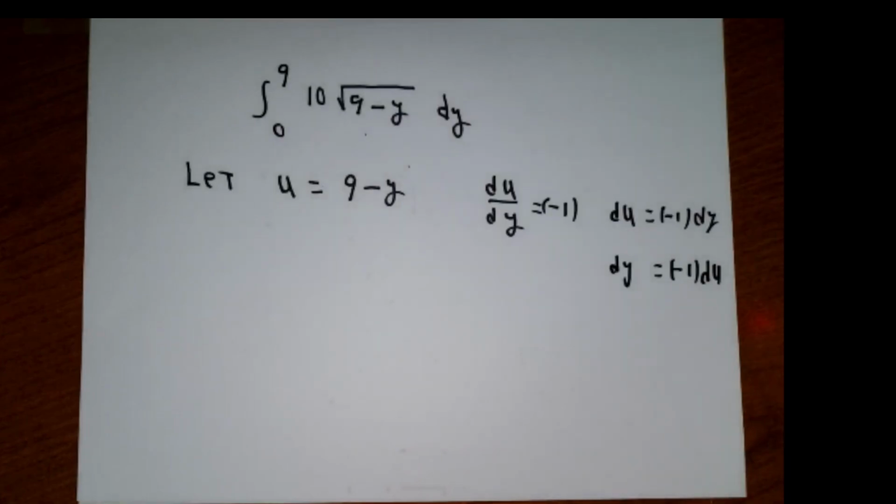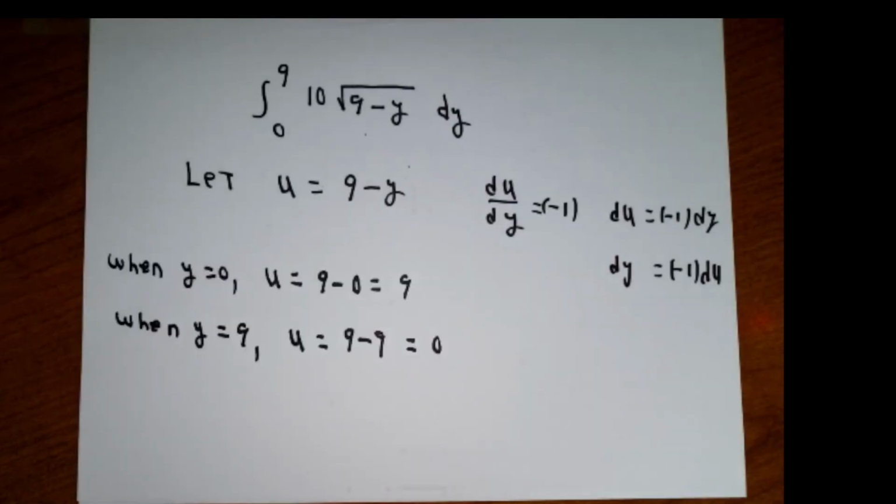I'll let u equal 9 minus y, so the derivative of u with respect to y is negative 1. Abusing the language in the standard way, du is negative 1 times dy, meaning that dy is negative 1 times du. The limits of integration are y equals 0 and y equals 9, which correspond respectively to u equals 9 and u equals 0. We've got to be careful we don't get these in the wrong order here.